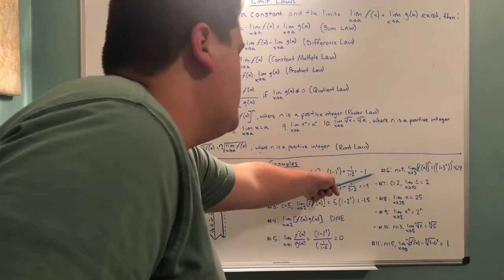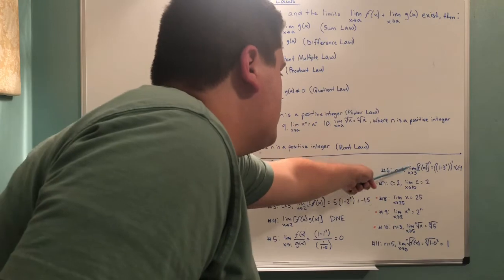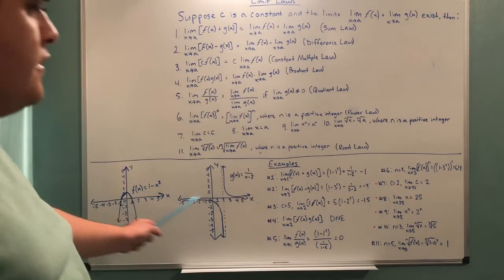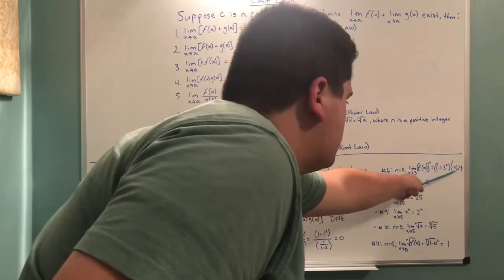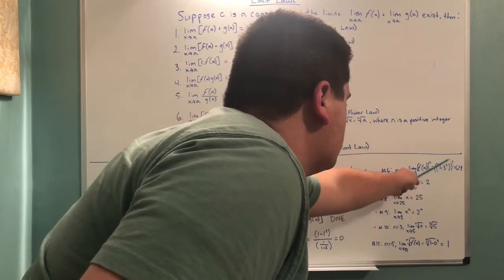For our sixth example, I chose n equals 2, and we get the limit as x approaches 3 of f of x. So we go to f of x and plug in 3. We get that this is equal to 64, because when we plug in 3 here, then square this overall term, we get 64.